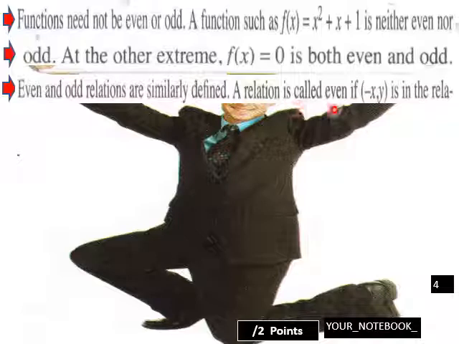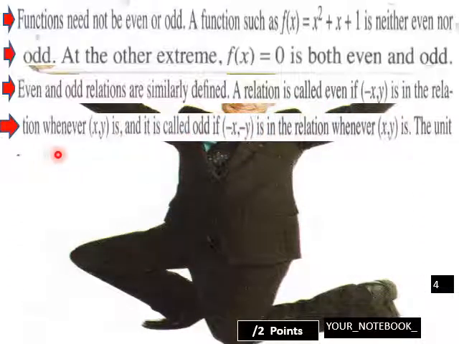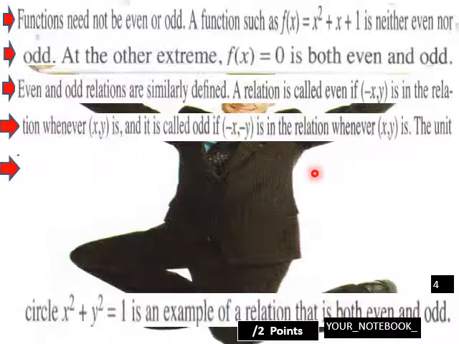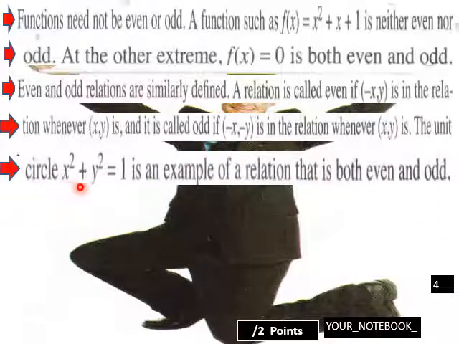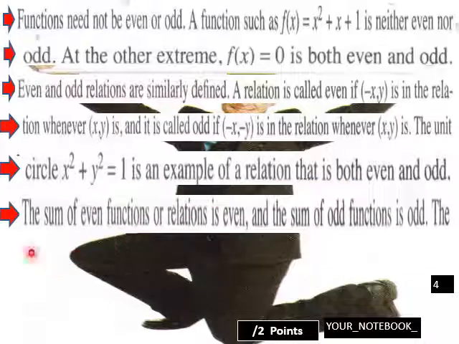A relation is called even if (negative x, y) is in the relation whenever (x, y) is, and is called odd if (negative x, negative y) is in the relation whenever (x, y) is. The unit circle, x squared plus y squared equals 1, is an example of a relation that is both even and odd. The sum of even functions or relations is even, and the sum of odd functions is odd.